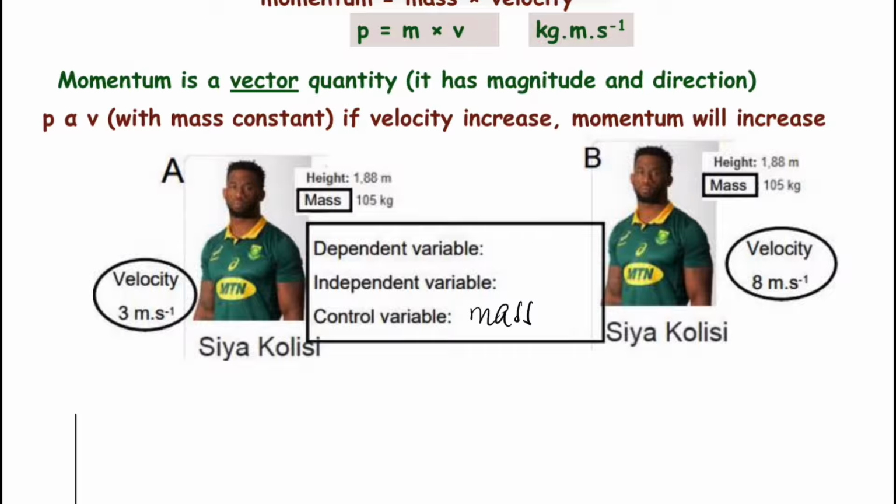And what has changed here? Remember, what has been changed, guys, we call the independent variable. So the velocity here is the independent variable, the one that is changed from 3 to 8. The momentum will now depend on the velocity. Increasing the velocity will increase the momentum. So the dependent variable here is going to be the momentum.